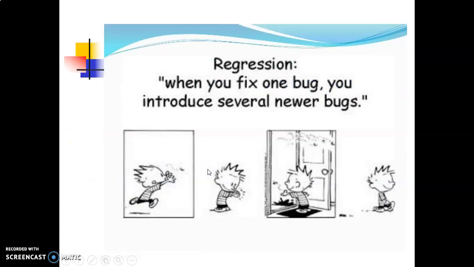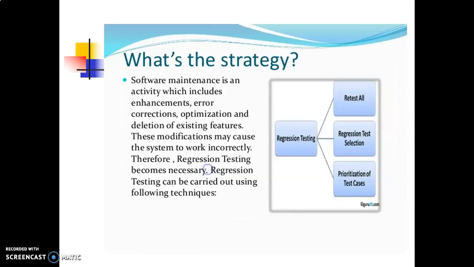From this diagram, it is clear what regression basically means. One real-time example is shown here: when you fix one bug, you introduce several new bugs. I think it is clear from this diagram. That is basically regression.